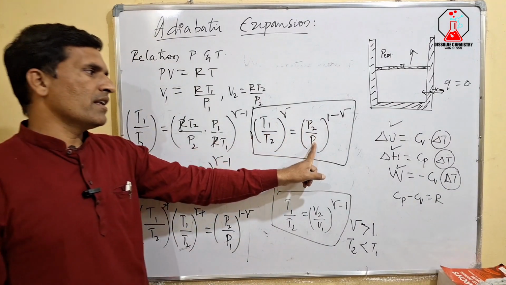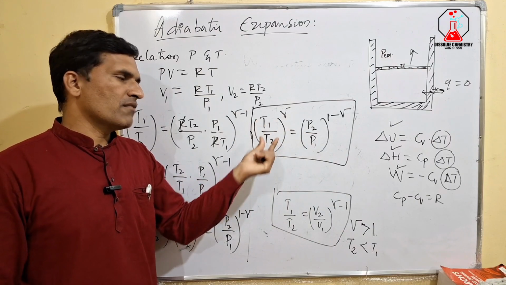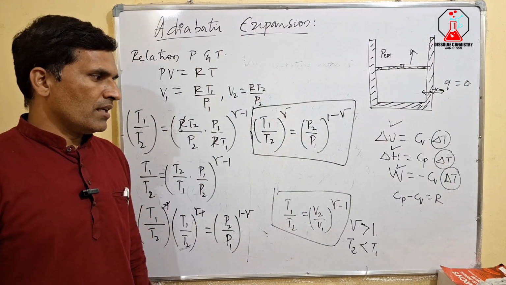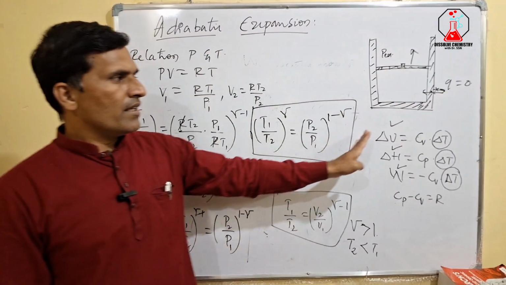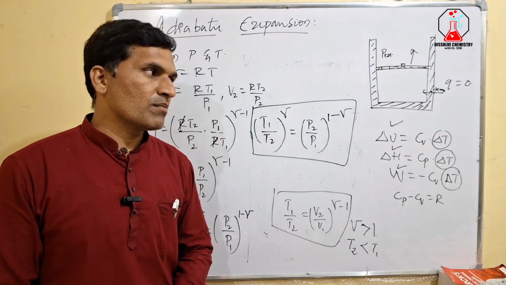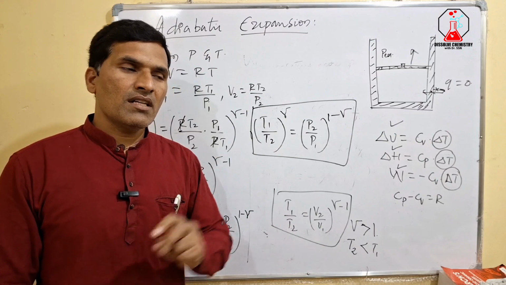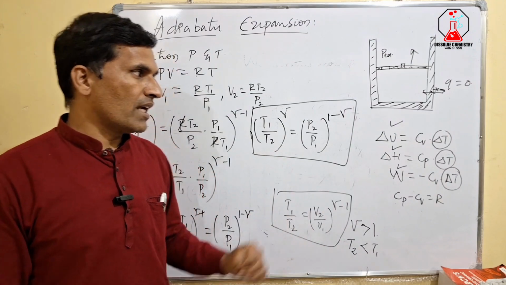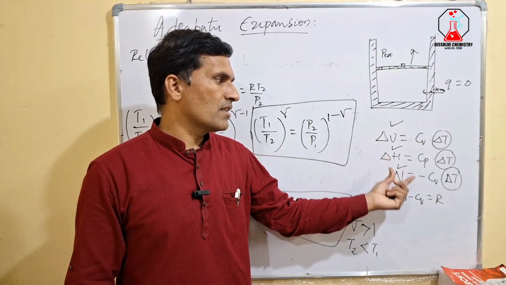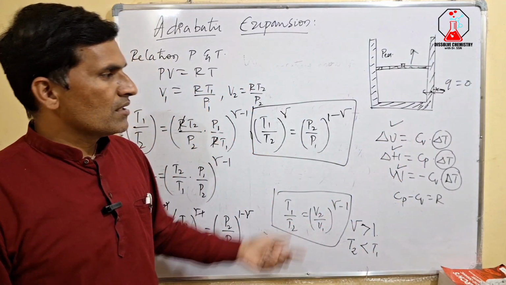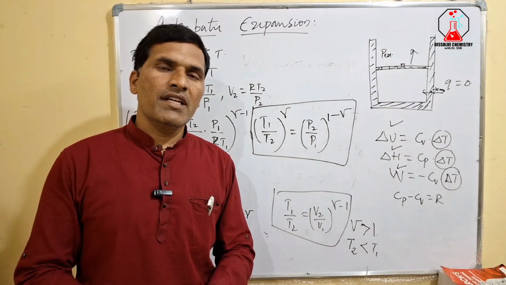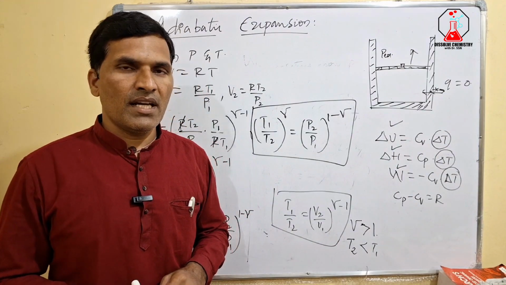If we know the initial and final pressure and initial temperature, then the final temperature also can be determined by this equation. We have seen why the final temperature is important in adiabatic expansion. We know the initial temperature; if we come to know the final temperature, then we can calculate all these factors: change in internal energy, change in enthalpy, and work done by the system. So I hope you have understood the various aspects of adiabatic expansion of the gas.